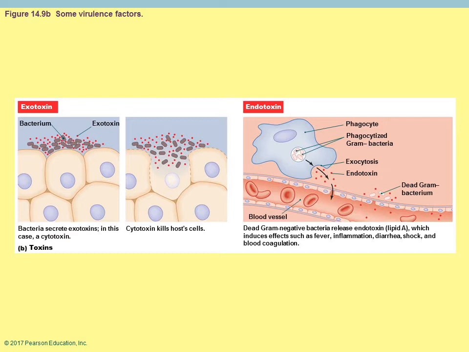Now, at that point, what happens is this lipid A can trigger certain things in your body, such as the inflammatory response. It can trigger fever. It can trigger shock. It can trigger blood clotting. It can be fatal if you have a high amount of it released all at one time. But it's only released upon death of the gram-negative bacteria.